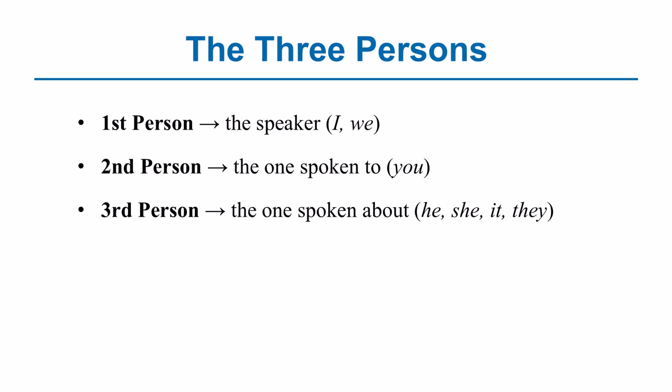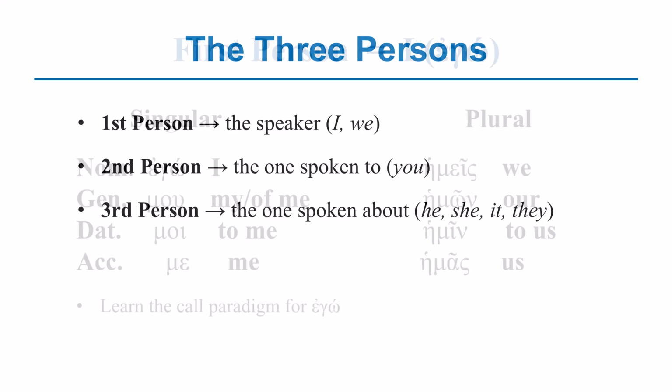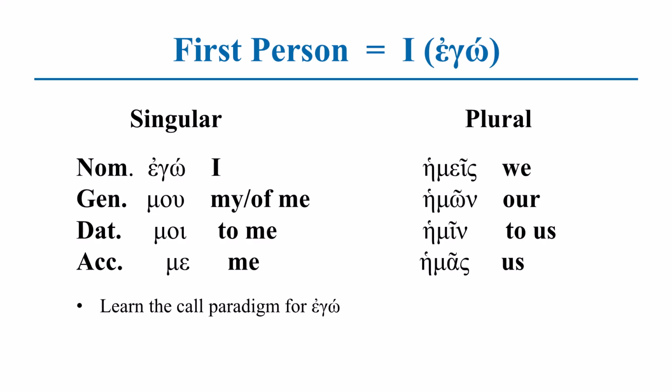And then we have the third type, and these are words that show the one being spoken about. And these are called third person. For example, I gave the pen to him. Him in that sentence is a third person pronoun. It shows the person being spoken about in the sentence. So we have first person, second person, and third person. So let's look at the Greek paradigm.